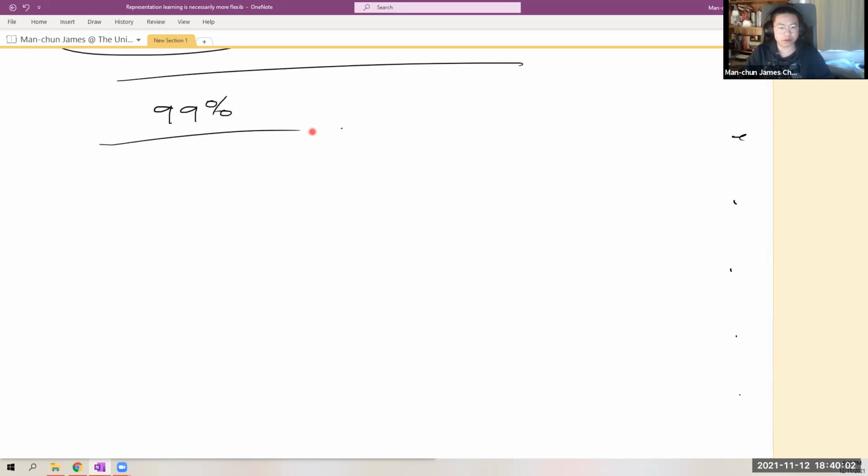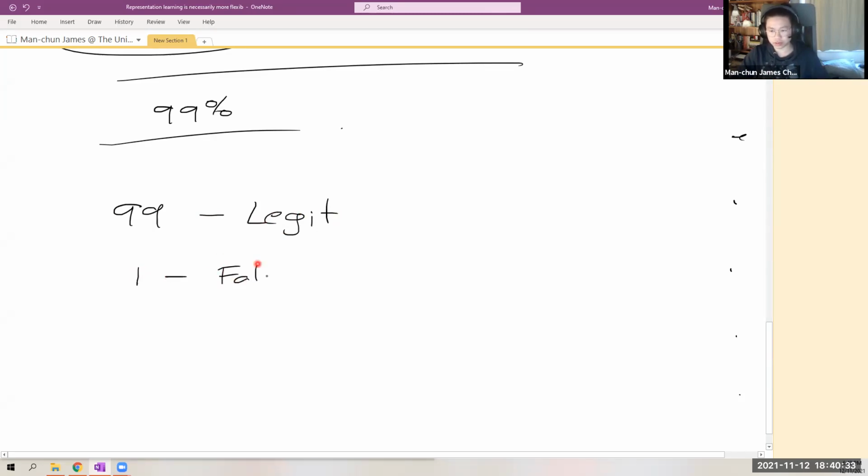If you're a simple modeler, you may say that this is very good. The problem with this is that it's heavily dependent on your data set. If your data set is imbalanced, this number can mean nothing. Say your data set has 100 data points, 99 of which are legit transactions and one false transaction.